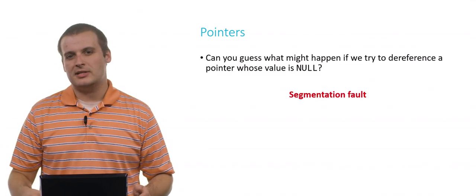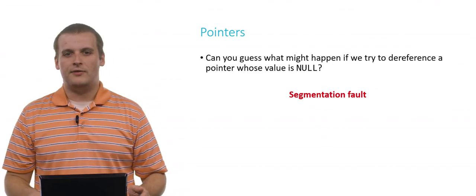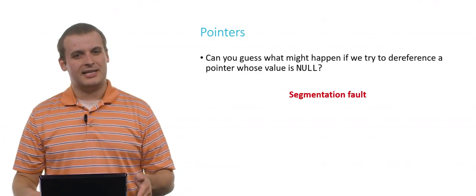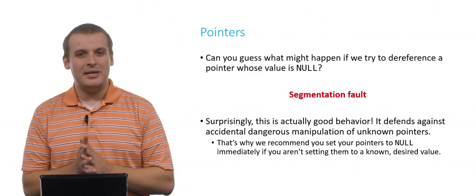What do you think happens if we try and dereference a pointer whose value is null? Recall that the null pointer points to nothing. So if you try and dereference nothing, or go to an address nothing, what do you think happens? Well, if you guessed segmentation fault, you'd be right. If you try and dereference a null pointer, you suffer a segmentation fault. But wait, didn't I tell you that if you're not going to set the value of your pointer to something meaningful, you should set it to null? I did, and actually the segmentation fault is kind of good behavior.